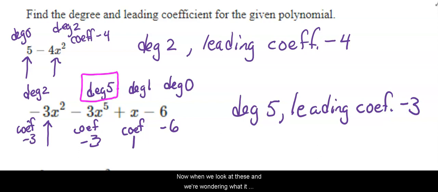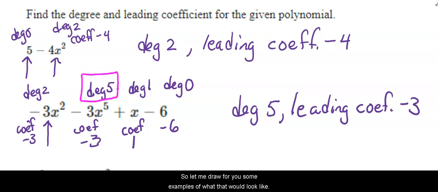Now when we look at these and we're wondering what it looks like when we draw it, the degree and the leading coefficient give us the general shape of it. It won't give us the specifics, but it will tell us whether on the ends the arms both go up, both go down, or one goes up and one goes down.